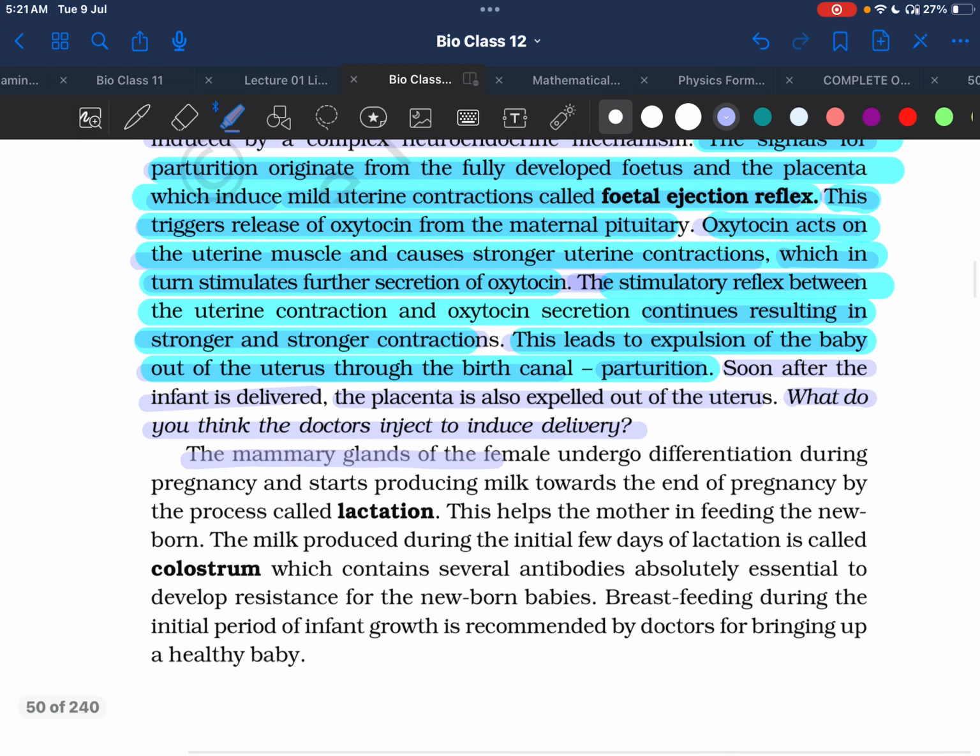The mammary glands of the female undergo differentiation during pregnancy and start producing milk toward the end of the pregnancy by the process called lactation. This helps the mother in feeding the newborn.